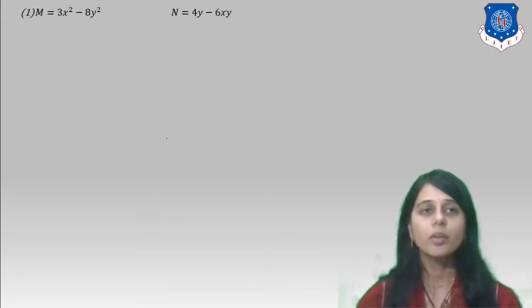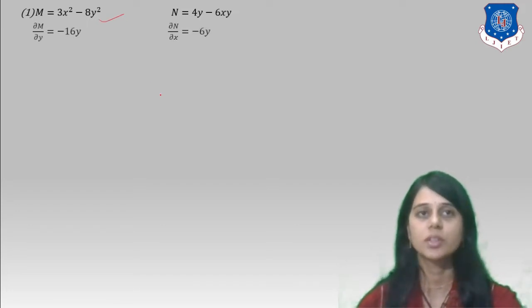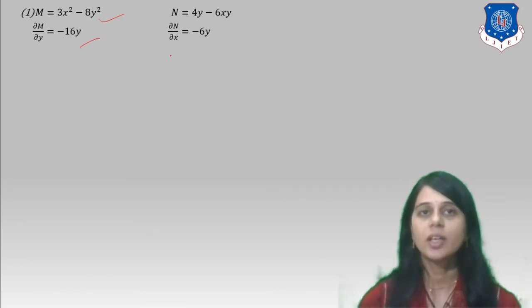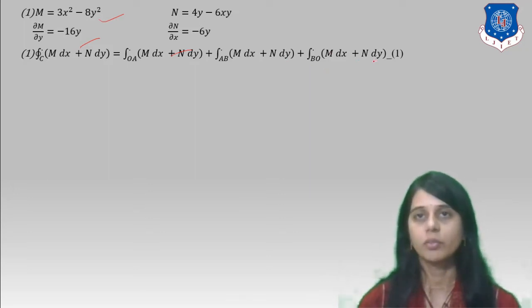So now we have M equal to 3x square minus 8y square, N equal to 4y minus 6xy. Del M by del y is minus 16y and del N by del x is minus 6y. What is Green's theorem? Green's theorem says that the integral over the closed contour of M dx plus N dy equals, we have three paths, the integral over OA of M dx plus N dy, plus over AB of M dx plus N dy, plus over BO of M dx plus N dy.